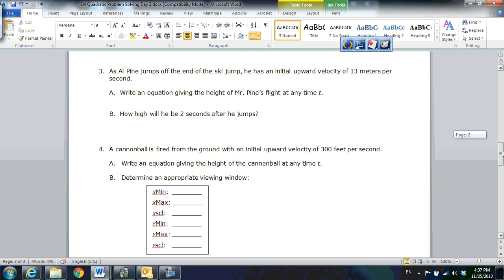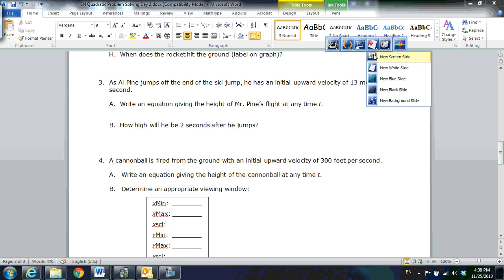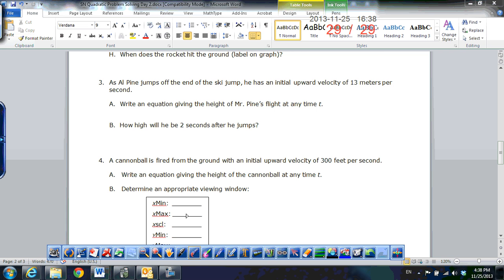Number three is pretty self-explanatory. We can do that if you want. We're going to write the equation in meters. Sorry, y equals negative 4.9 t squared plus 13t. Then it wants to know, 2 seconds after he jumps, how high is it? So go ahead and put negative 4.9, and you can just put 2 in.